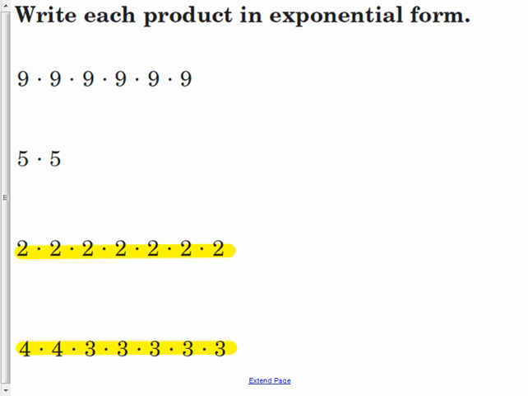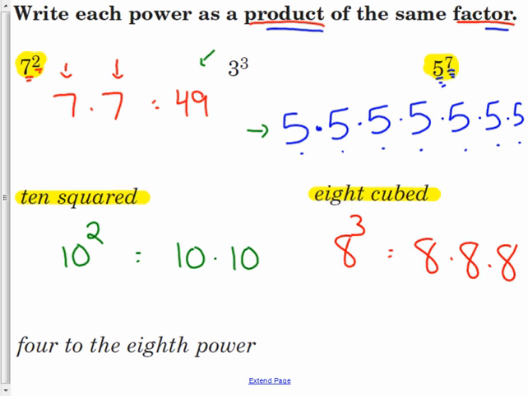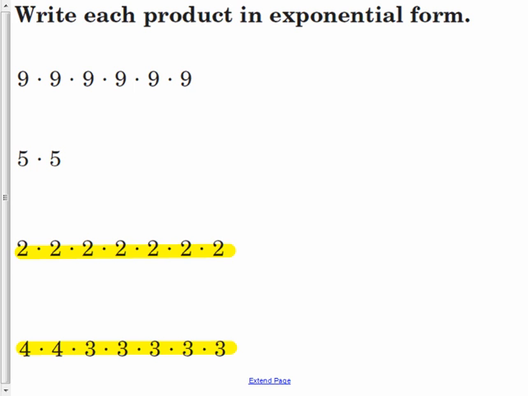We can go the opposite direction. Here, we took an exponent and we wrote it as a product of the same factor. Now, we're going to take a long multiplication problem and we're going to write it in what's called exponential form. Or in other words, we're going to write this math problem using exponents.